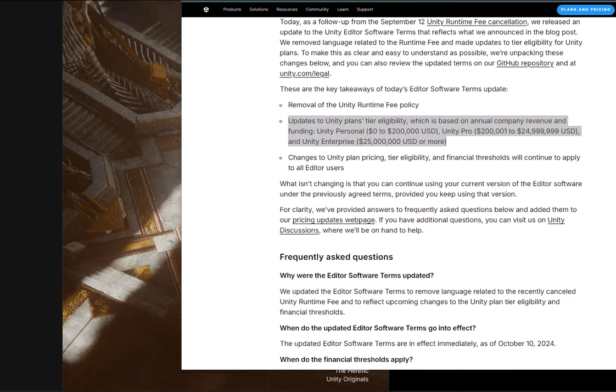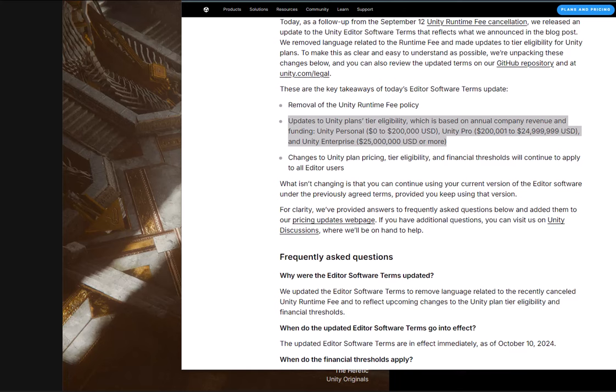Then they go on to say what isn't changing is that you can continue using the current version of the editor software under the previously agreed terms, provided you keep using that version. So let's say you're not using Unity 6, you're using a version from before Unity 6 came out, then you will be under those terms.